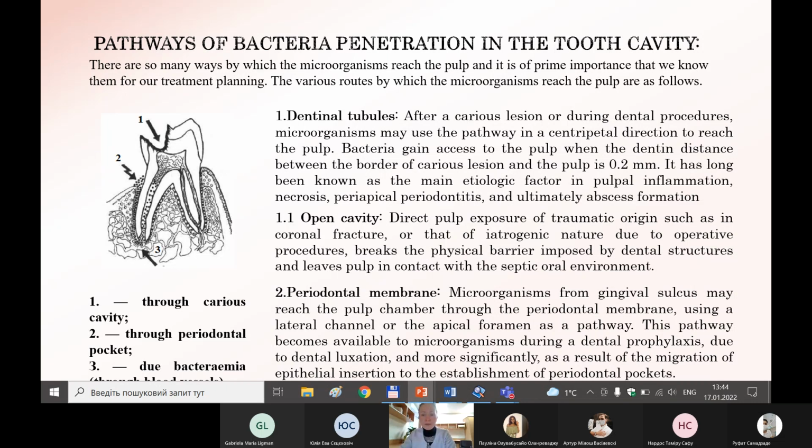Through periodontal membrane, another possible way. Microorganisms from gingival sulcus may reach the pulp chamber through the periodontal membrane using a lateral channel of the apical foramen as a pathway. This pathway becomes available to microorganisms during a dental prophylaxis, due to dental luxation and, most significantly, as a result of the migration of the epithelial insertion to the establishment of periodontal pockets.